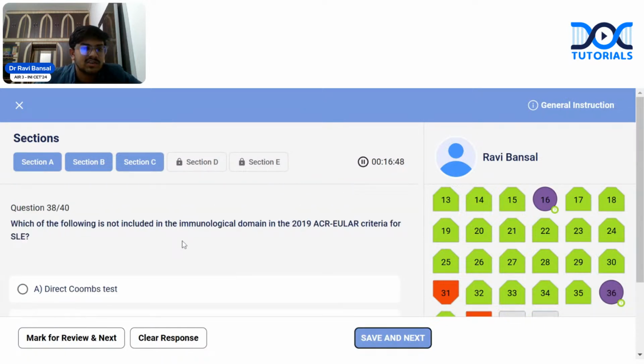Which of the following is not included in the immunological domain in the 2019 EULAR/ACR criteria for SLE?